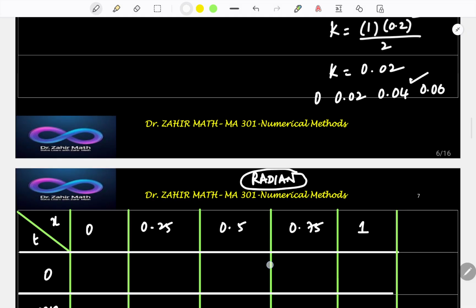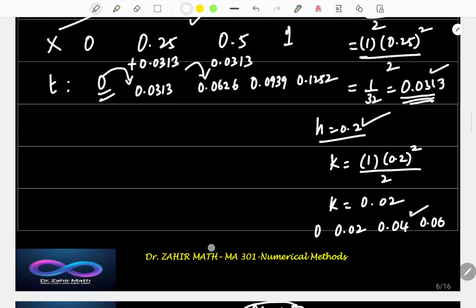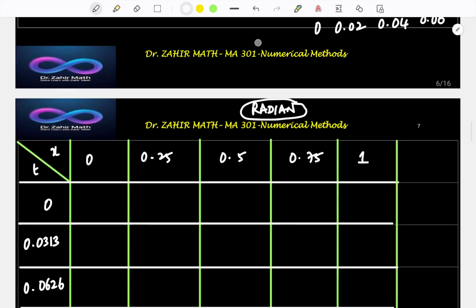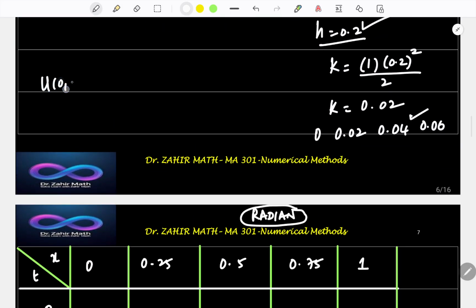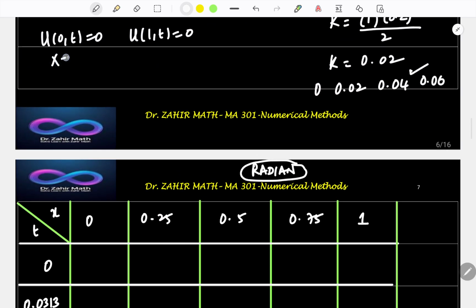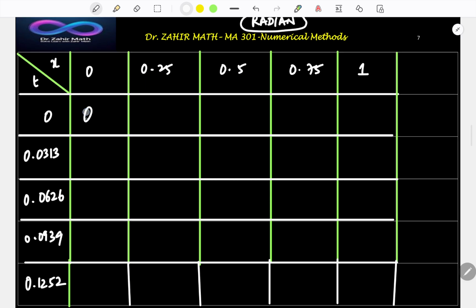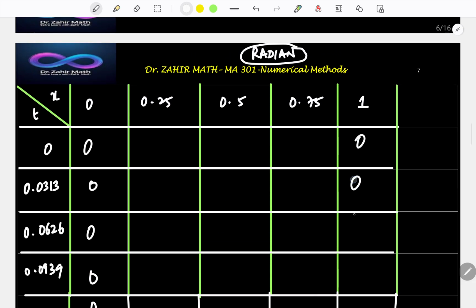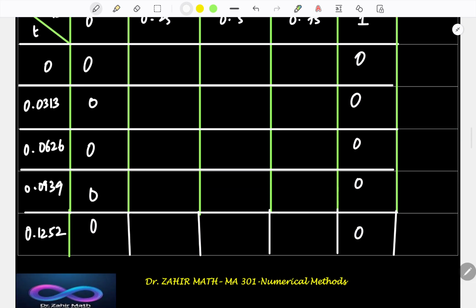Let's go for the boundary conditions. The boundary conditions are u of 0 comma t and u of 1 comma t is equal to 0. So u of 0 comma t is equal to 0 and u of 1 comma t is equal to 0. It means what? X is equal to 0, your temperature u is 0. X is equal to 1, your temperature is 0. X is equal to 0 is the first column, 0, 0, 0, right? And x is equal to 1 is the last column, you're getting 0.